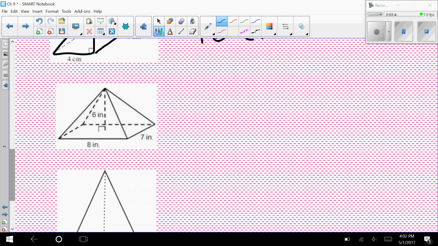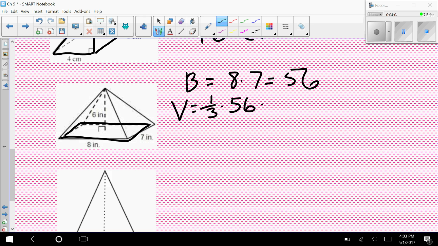This one is a pyramid. Remember, for a pyramid, I find the area of my base, which is 8 times 7, which is 56. My volume then is 1/3 times my area of my base, which was 56, times my height, which is 6. When I multiply that, I get 112 cubic inches.